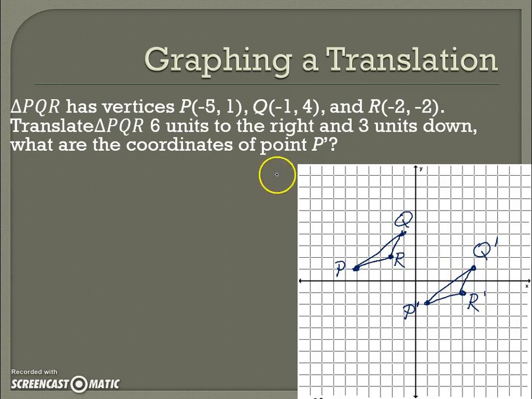And then it says, what are the coordinates of point P? Well, point P is 1, -2, or P prime. All right, so we would write P prime, and then what its coordinates are. So 1, -2. So here is the first part of the question, draw it, and then what is the coordinate? So that's how we graph a translation.